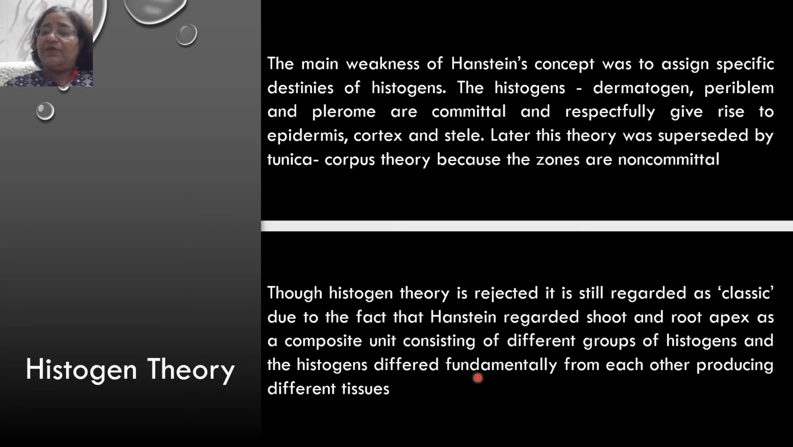In the apical cell theory, we say that there is only a single cell which is responsible for the complete growth of the plant. But he said that no, there are many initials there, and there are different regions. From different regions, different types of tissues are formed. This is the basic concept which was given by the histogen theory, and it is good.